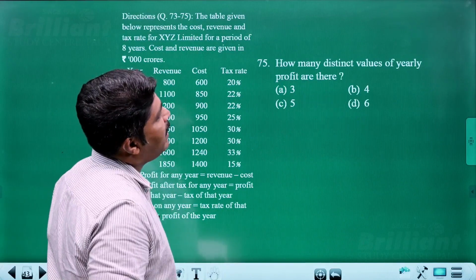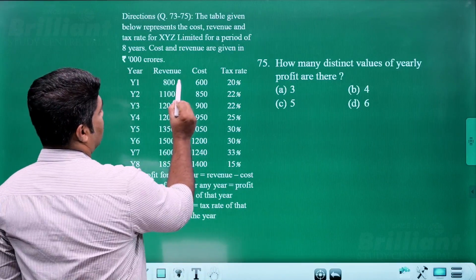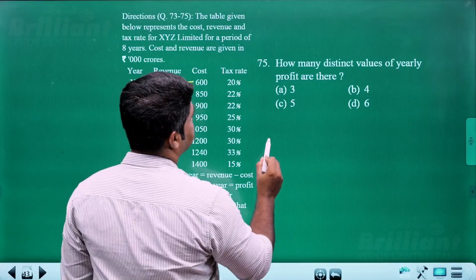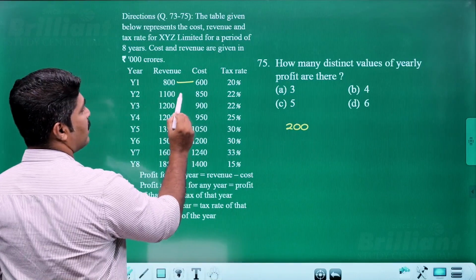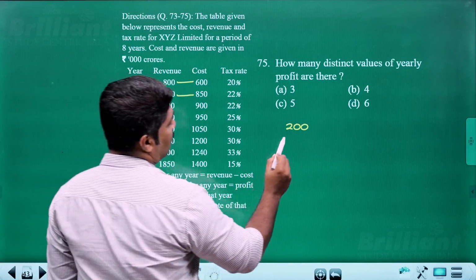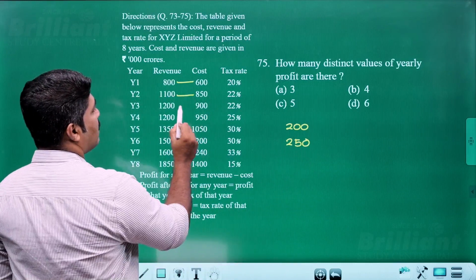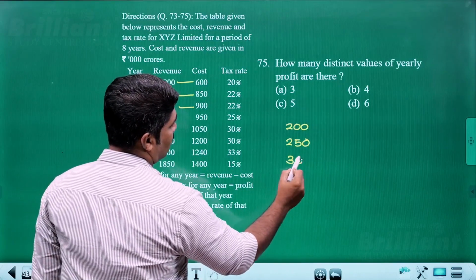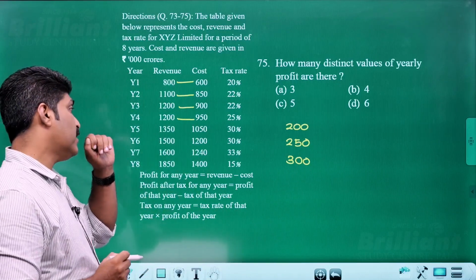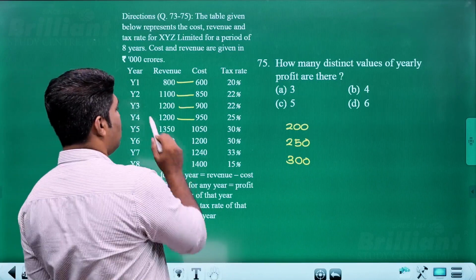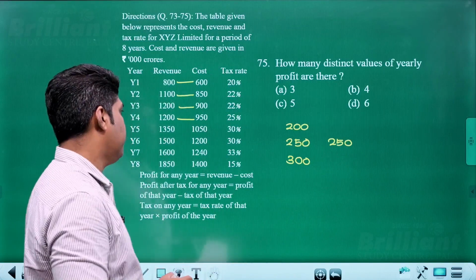And finally, how many distinct values of yearly profits are there? We consider the yearly profits. First, Y1 is equal to 200. Y2 is 250. Y3 is 300. Y4 is 950 minus 700, which is equal to 250 again. So Y4 is also 250. There is a repetition.